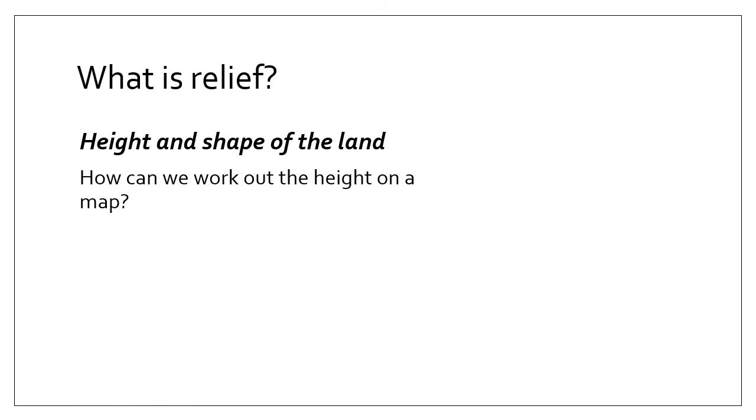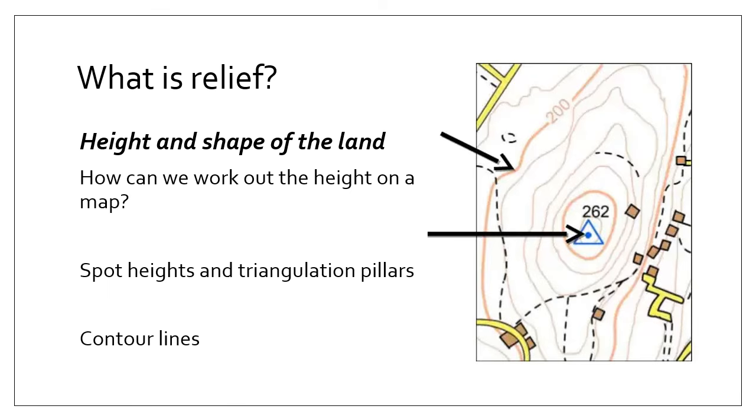So take the first part of that definition. How can we work out the height on a map? We have 3 main ways, 4 if you include layer colouring, but very rarely will you, if ever, see layer colouring used on a map. Spot heights and triangulation pillars and contour lines. Spot heights and triangulation pillars, marked with a blue triangle for a triangulation pillar, or a brown or black dot for spot heights, tell you the exact point, because you can see there's a number written next to it, 262. Whereas contour lines join points of equal height, 200 meters.